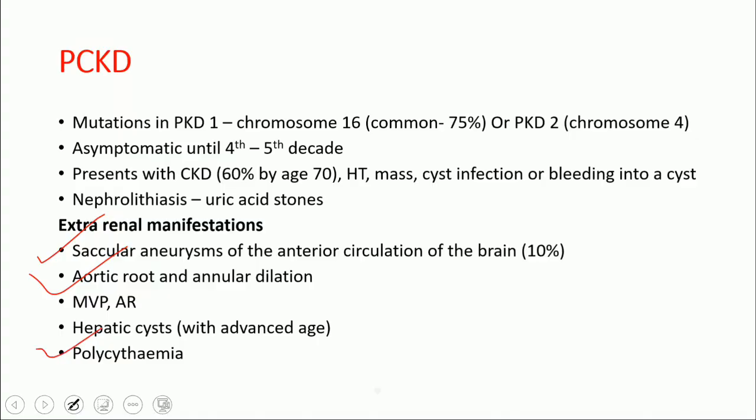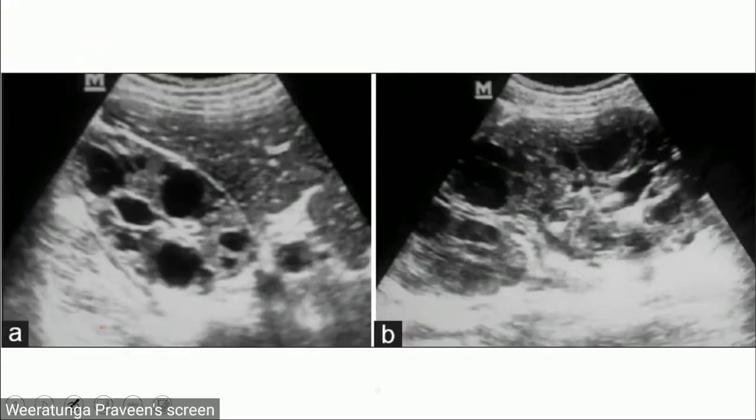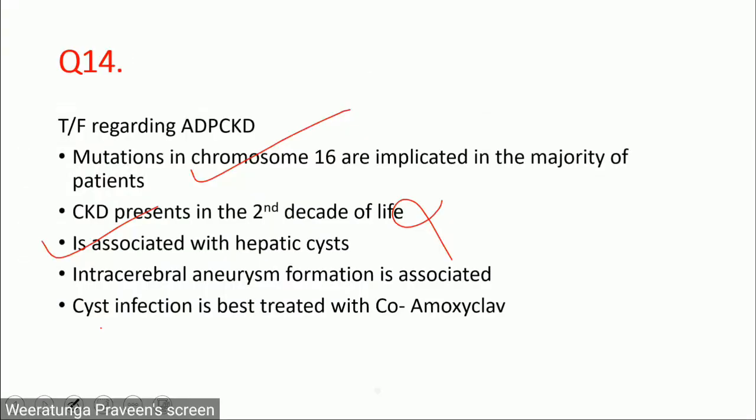Patients with polycystic kidney CKD actually have polycythemia. And that is because these cysts can secrete erythropoietin, right? So even though these patients go into end-stage renal failure, sometimes they are polycythemic. Right? So that is a special thing that you need to remember. Right? So intracerebral aneurysm is associated.